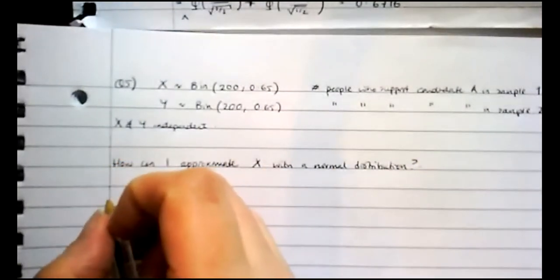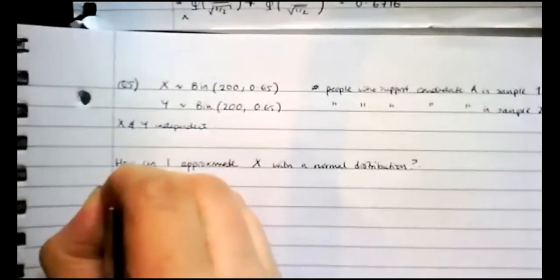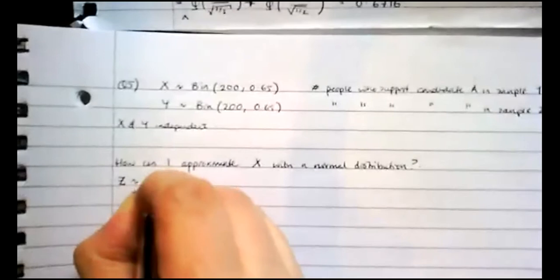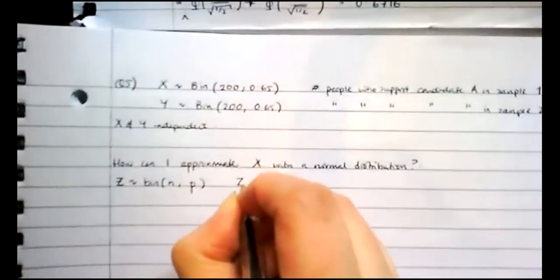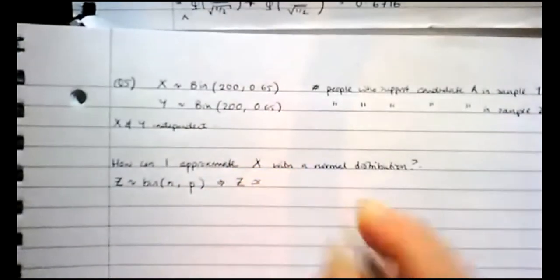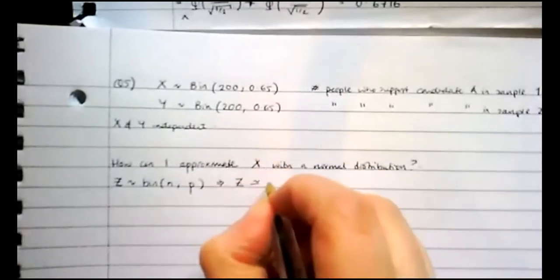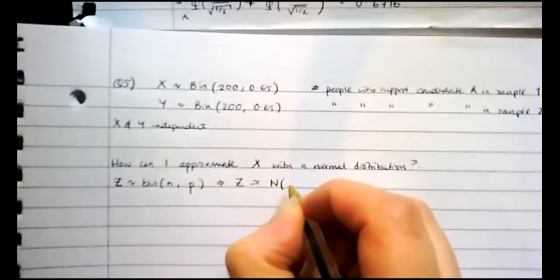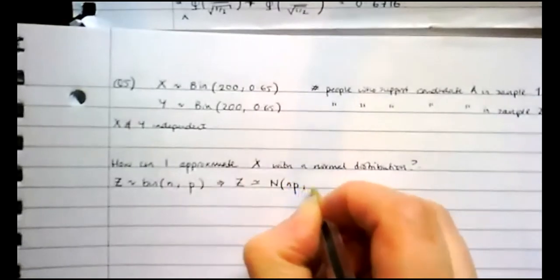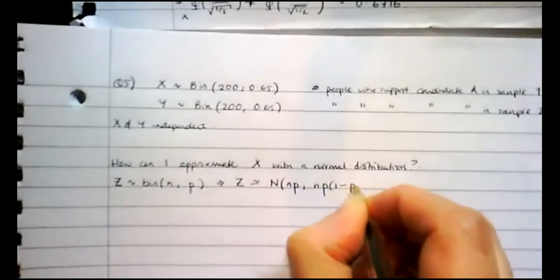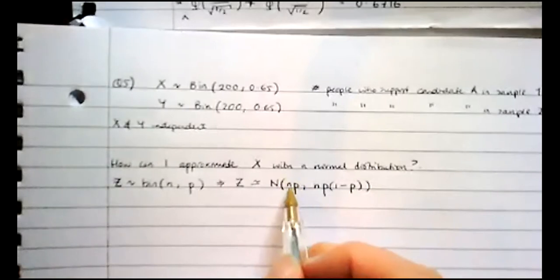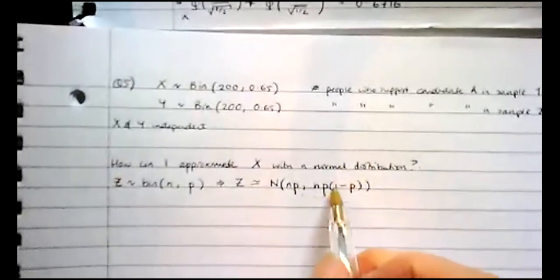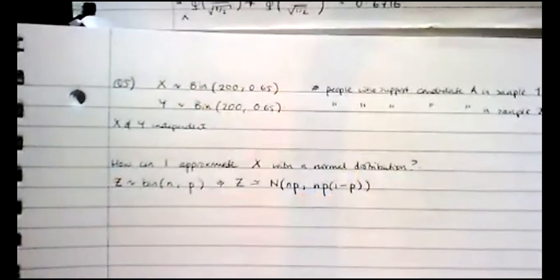So hopefully you can remember that if Z is binomially distributed with parameters N and P, we can say that it is approximately normally distributed, and the parameters are N times P and NP(1 minus P). So N times P is going to be the mean of the distribution of X, and then NP(1 minus P) is the variance of X.